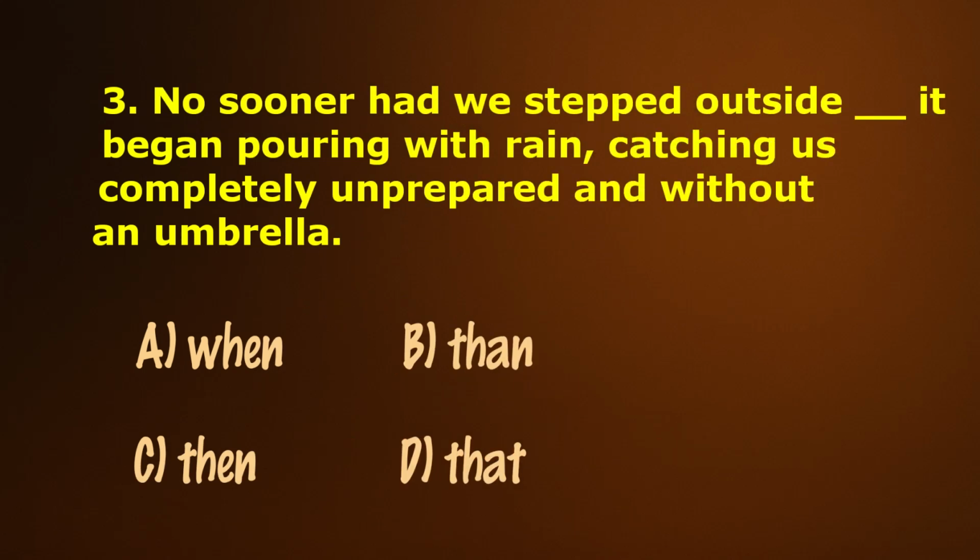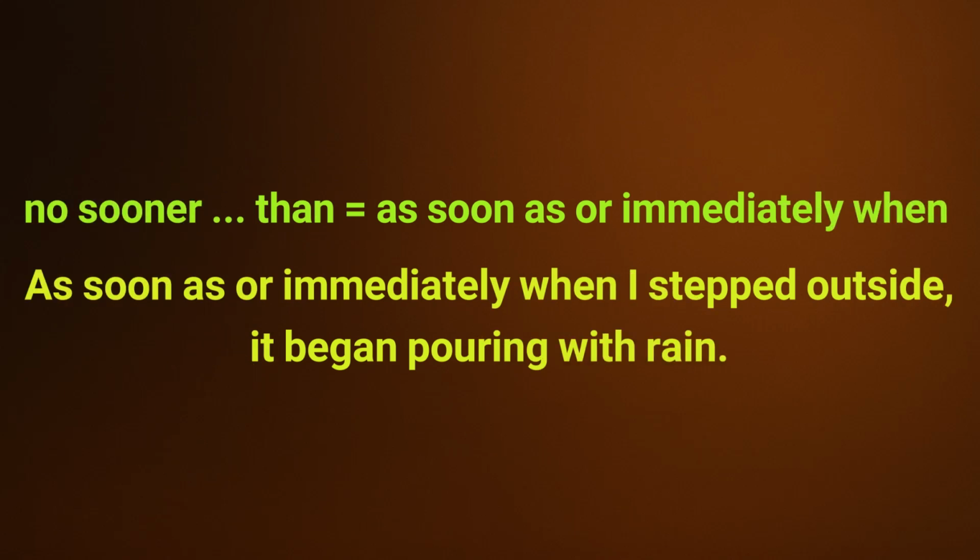Question number 3. No sooner had we stepped outside, blank, it began pouring with rain, catching us completely unprepared and without an umbrella. When, then, that. The correct option is B, then. But why? Well, there is a fixed structure, no sooner than, which means as soon as, or immediately when. Let's say it this way: as soon as, or immediately when I stepped outside, it began pouring with rain. And the other options are all incorrect.